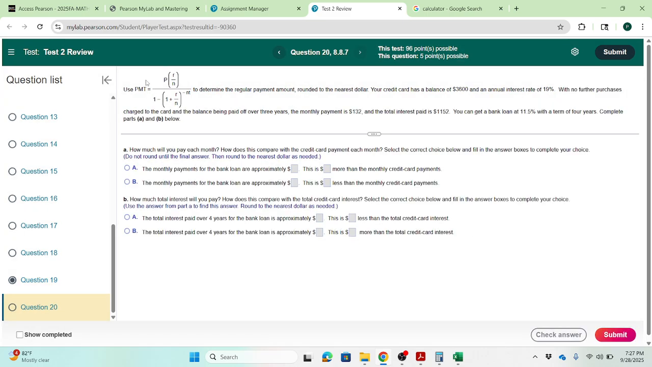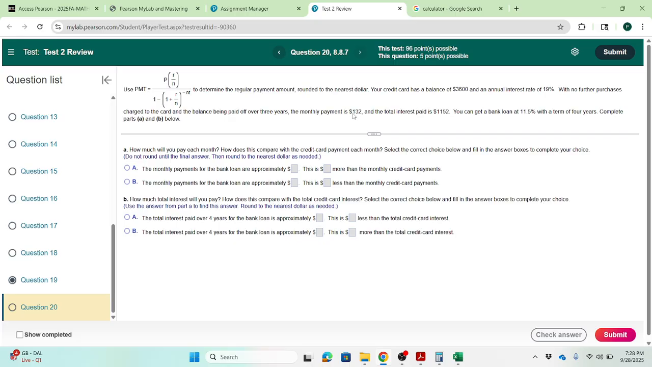Okay, the very same formula to determine the regular payment amount, round to the nearest dollar. Your credit card has a balance of 3600 and an annual interest rate of 19% with no further purchase charged to the card and the balance being paid off over 3 years. The monthly payment is $132 and the total interest paid is $1152. You can get a bank loan at 11.5% with a term of 4 years. Complete part A and B. How much will you pay each month? How does this compare with the credit card payment each month?